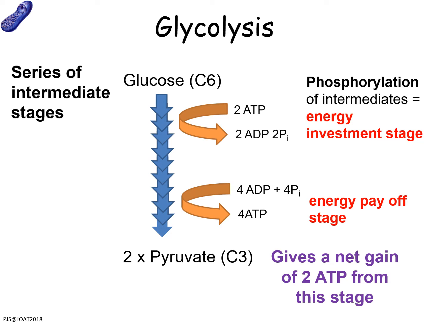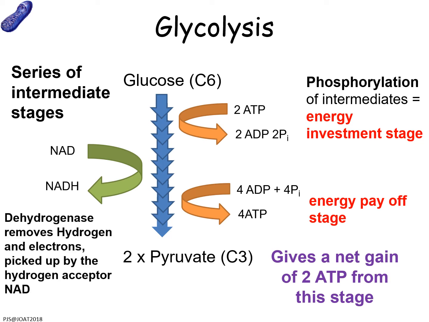Not quite finished, because at the same time as doing this, what we also managed to do is to pull off some hydrogen and some high energy electrons, and they're picked up by this particular chemical, NAD, which is called a hydrogen acceptor. So it picks up those hydrogen and the high energy electrons to make NADH, and that's all going to be done with a dehydrogenase enzyme. Okay, this is now your glycolysis.